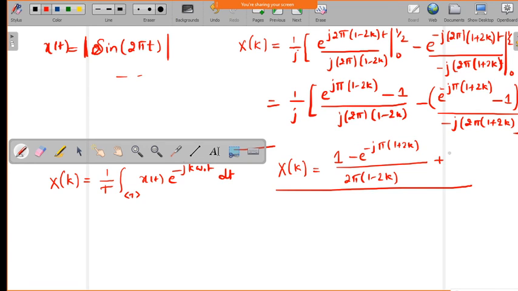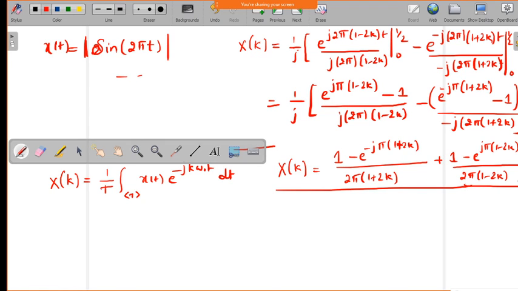Plus, here minus, and similarly here. This you can take as 1 plus 2k. Here e^(j...), since it is multiplied, it becomes minus, so you can write it as 1 minus this thing, and 1 minus e^(jπ(1−2k)), divided by 2π into (1−2k).